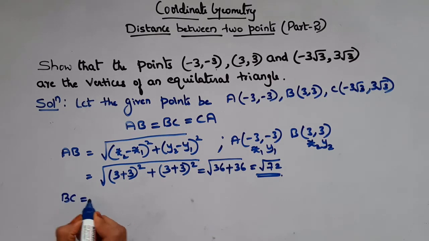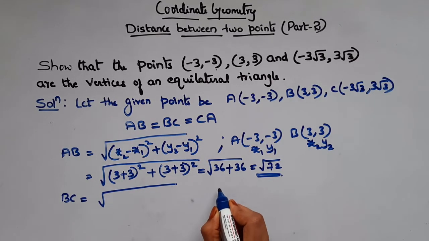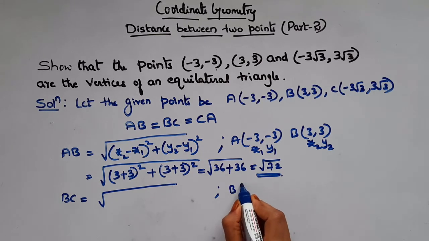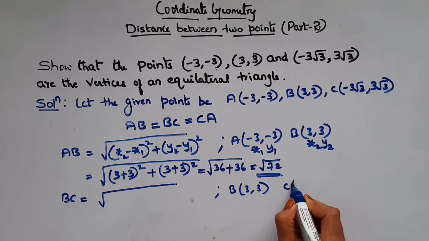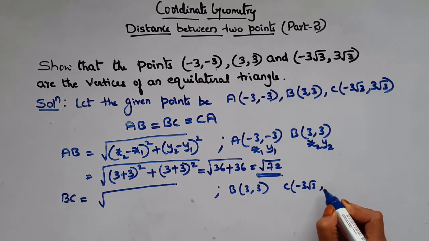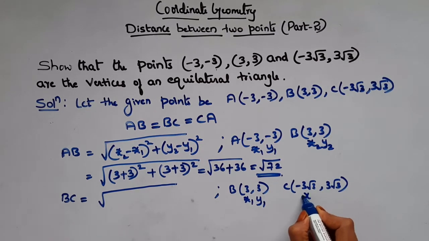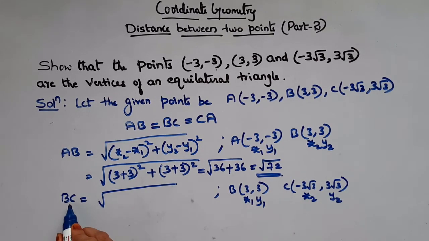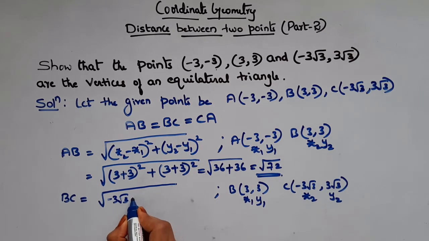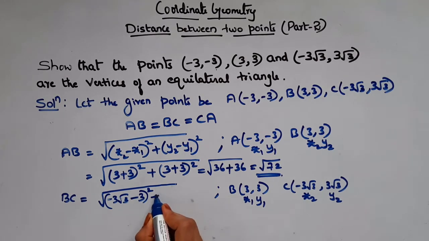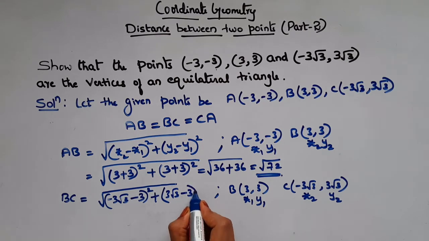So BC is equal to square root of, here in this case B is (3, 3) and C is (-3 root 3, 3 root 3), right? So this is your x1, y1 and this is your x2, y2. So BC, x2 minus x1. So x2 here is minus 3 root 3 minus x1 is 3, the whole square, right? Plus y2 here is 3 root 3 minus y1 is 3, the whole square.